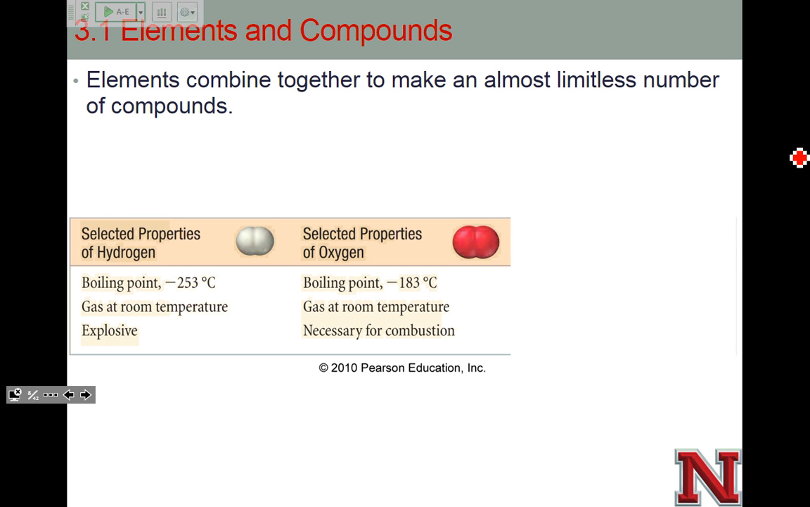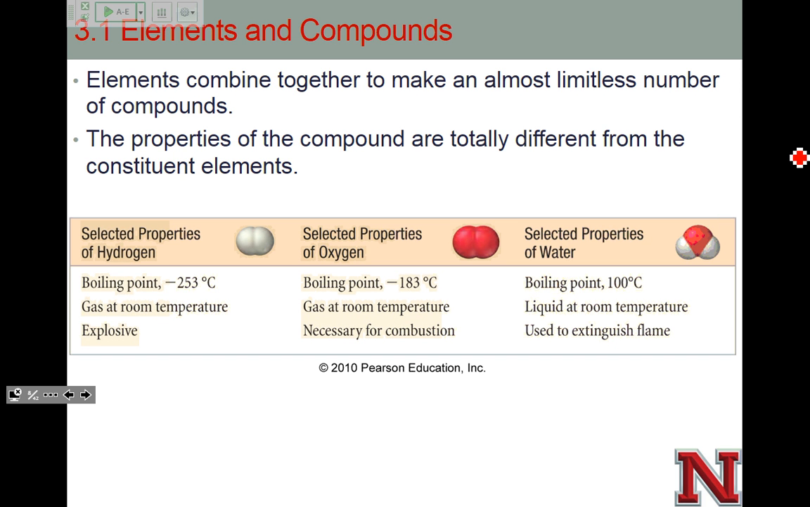So for example, if we take hydrogen, which is a gas at room temperature, it's explosive, especially when you apply a lot of pressure to it. And we take molecular oxygen, which is also a gas at room temperature. And if you notice, their boiling points are both very low, clearly, because they're gases at room temperature. We can form those together if we have one oxygen for every two hydrogens to form water. And we know water is a liquid at room temperature. And it boils at 100 degrees Celsius. So notice a huge difference in the boiling point.